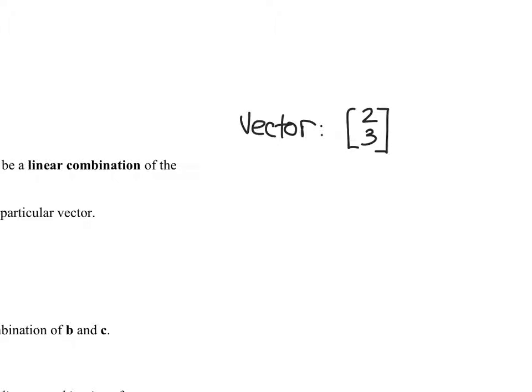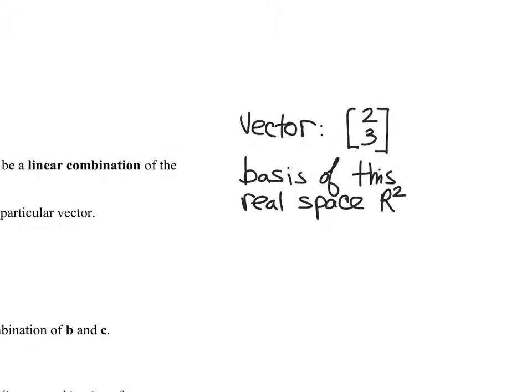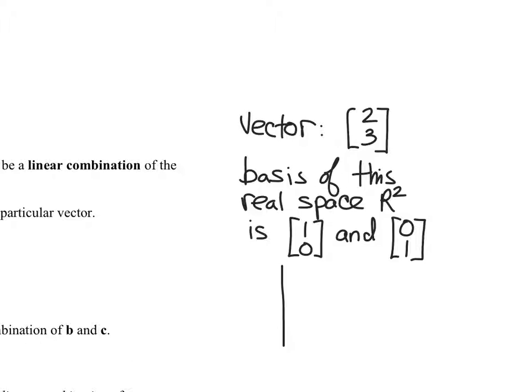The basis of this real space is... now, if you have any experience with vectors, you know where I'm going with this. The basis of real space R2, so 2-space, is 1, 0, and 0, 1. I'm going to draw that out on a set of coordinate axes. Very simple set of coordinate axes. Nothing too crazy.